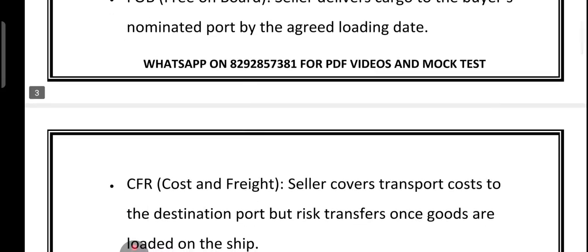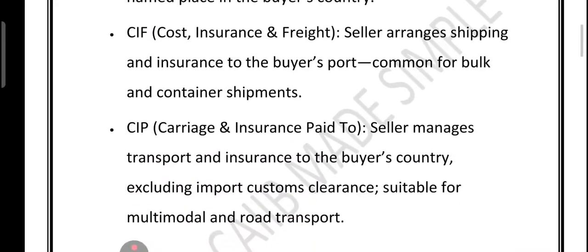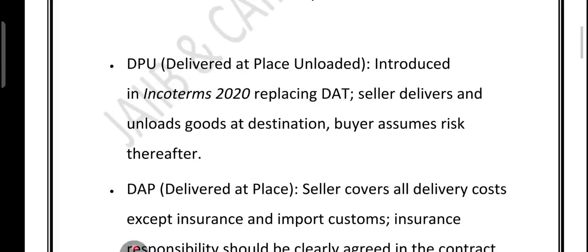And CIP, seller pays freight plus insurance to the buyer country, no import clearance. That is called CIP. Then comes DPU and DAP.